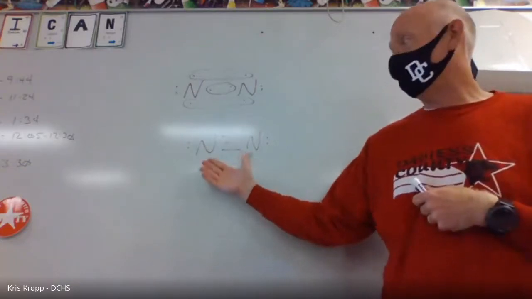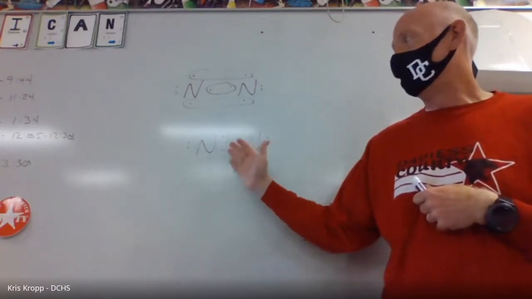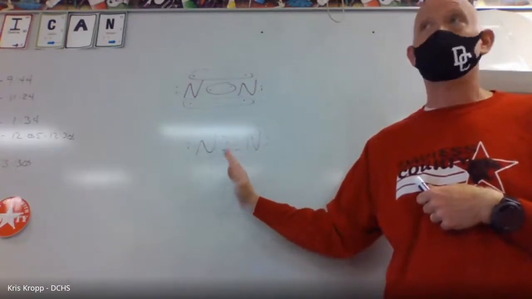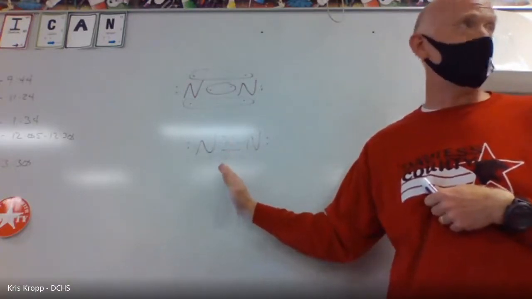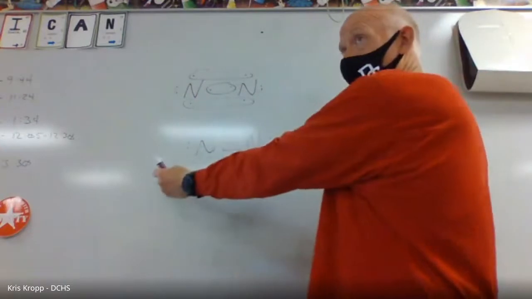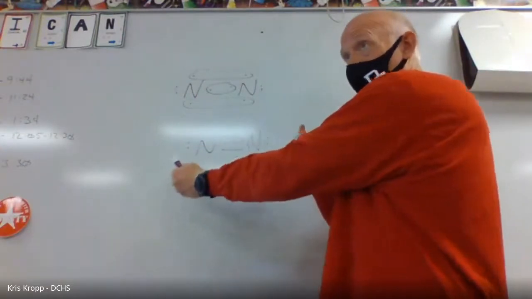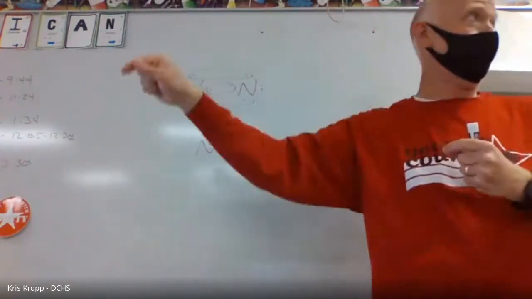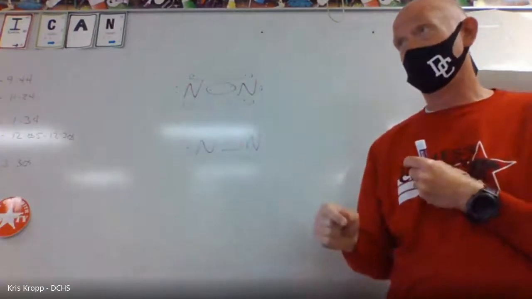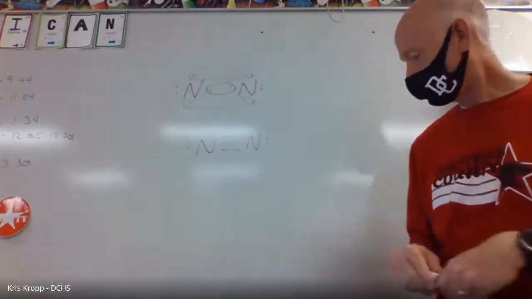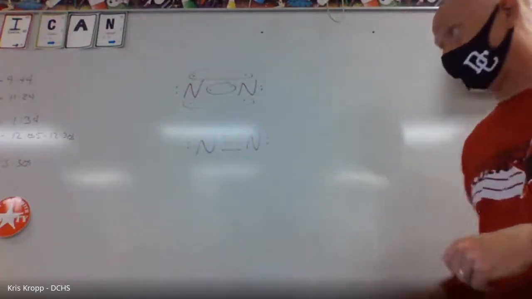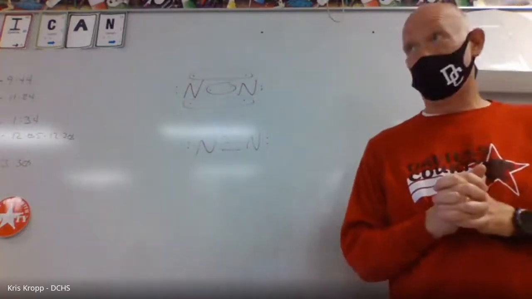Very stable, sharing 3 pairs of electrons. Takes a lot of energy to break a triple covalent bond. So if I want to separate this and do something else with it, it's going to require the input of a large amount of energy to make that happen, okay? Any questions thus far about these bonds?